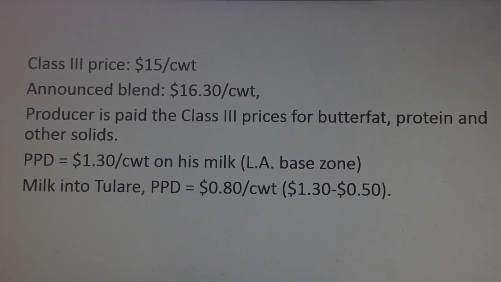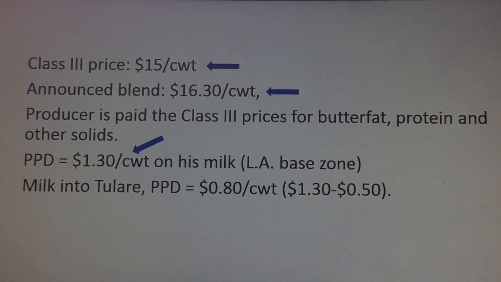So taking a simplified numerical example may help with clarity a little bit. If we take a Class 3 price of $15 a hundredweight and a blend of $16.30, you can see those two here, the producer would be paid the Class 3 component prices for butterfat, protein, other solids. Then he'd be paid a PPD of $1.30 per hundredweight on his milk. So what you do is the $16.30 minus 15. That's for a producer that's shipping milk in Southern California. If the producer's shipping milk into Tulare, the PPD would be 80 cents a hundredweight. So you take that $1.30 minus a differential of 50 cents.